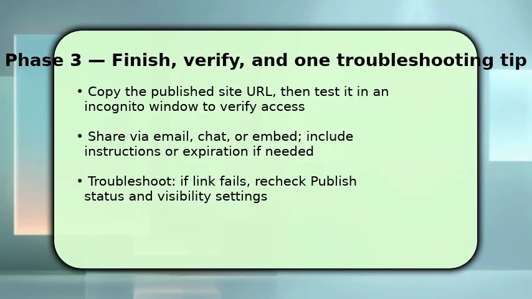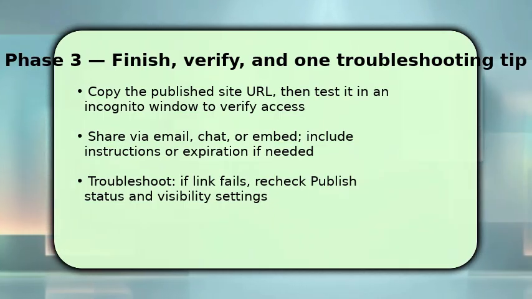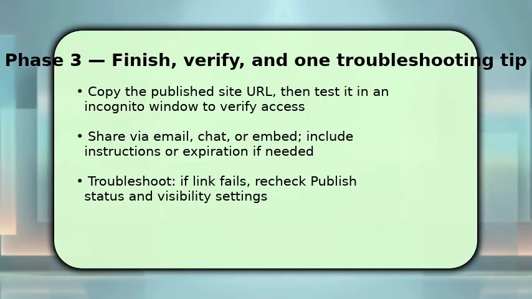If recipients report problems, don't panic. Reopen Google Sites, confirm the site is still published and that visibility is set to the correct audience. If needed, republish after changing permissions and retest the link before resending.